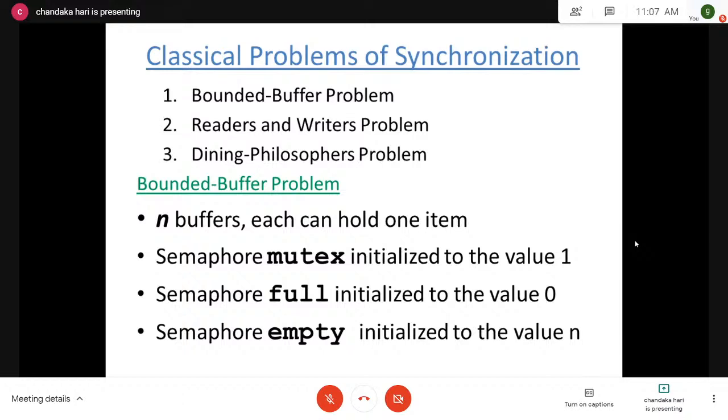Full indicates that the producer is allowed to place one item on the buffer, that there is a space for placing an item into the buffer. Empty, in the sense, means it is not empty. Now the consumer is allowed to retrieve an item from the buffer. Now we'll see with an example.